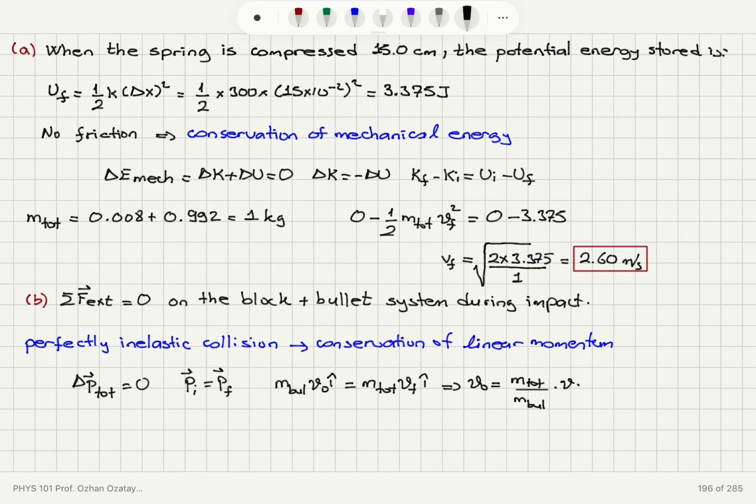multiplied by the final speed, which is the total mass, 1 kilogram, over the mass of the bullet, 0.008 kilogram, times the final speed. So this gives us, because we know the final speed is 2.6 meters per second, for the initial speed of the bullet 325 meters per second.